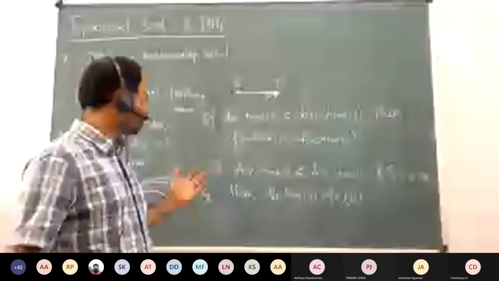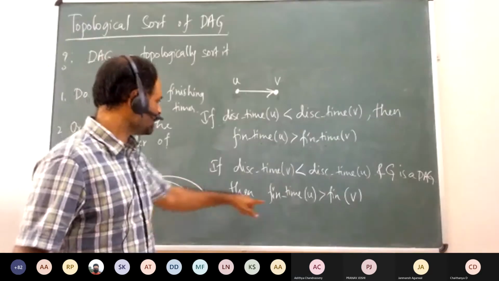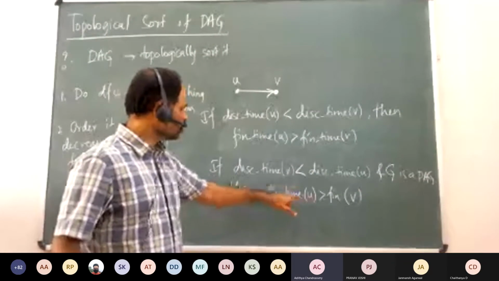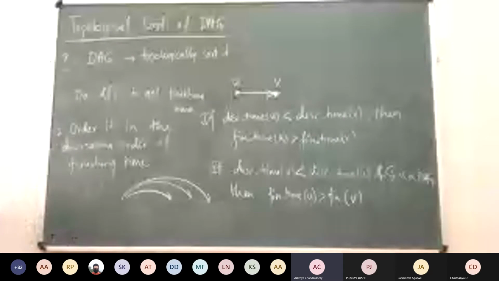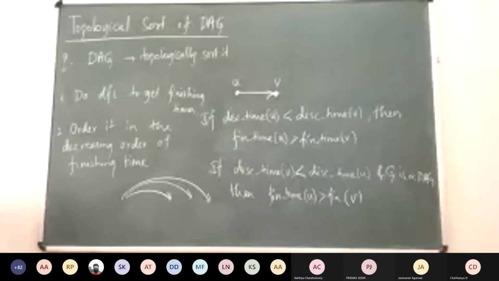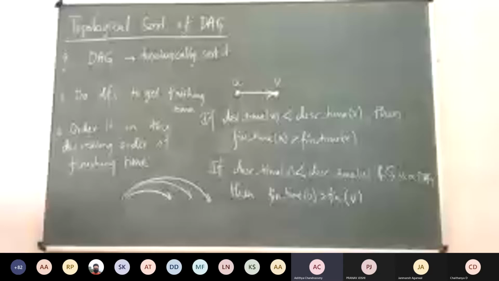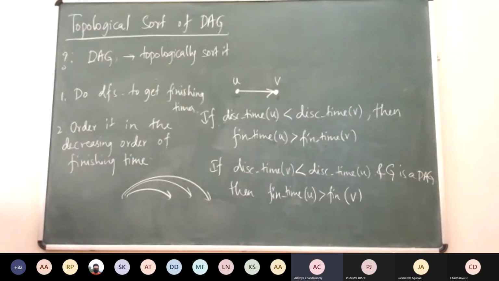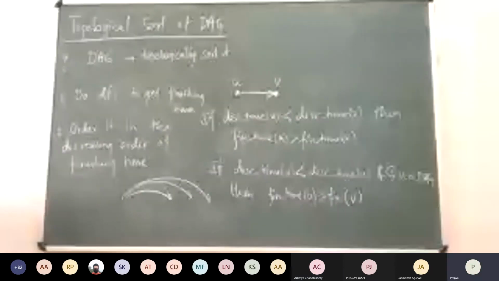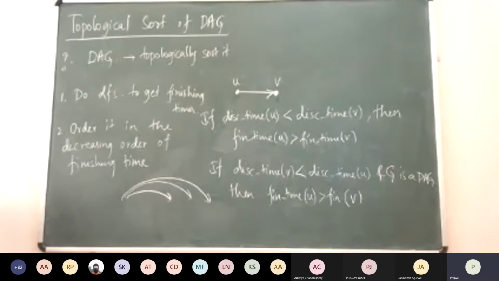Suppose there was a path, but that is not what we are bothering about, right? We are asking whether U can finish after V, or is it the case that V finishes after U? Yes, sir. We can prove it by contradiction: suppose there was a path, then it would have finished before. If U finishes before V, then U is a descendant of V. But that is not possible because it is an acyclic graph.